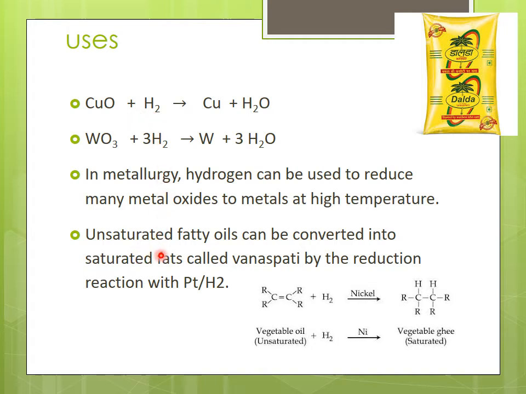The other use: unsaturated fatty oils can be converted into saturated fat. Unsaturated means a compound with a double bond or triple bond, and saturated means a single bonded compound called vanaspati. This is done by a reduction reaction with platinum and hydrogen or with nickel and hydrogen. Here there is a vegetable oil which has a double bond, an alkene, unsaturated, and it is treated with hydrogen. When two hydrogens add here, one of the double bonds breaks, and the hydrogens join in that place. You get the product called alkane, that is a saturated compound.